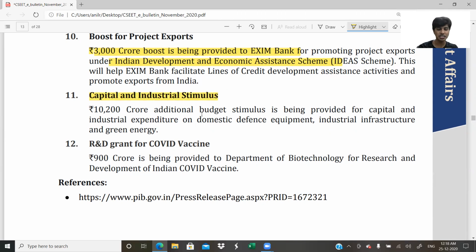To ensure that industries grow, 10,200 crores additional budget stimulus is being provided for capital and industrial expenditure for domestic defense. This is basically defense-based equipment and industrial infrastructure and green energy development. A lot of things are happening with respect to Adani Green, Adani Power. You might have heard of that Goan protest and everything. And in the midst of this, nationwide, there are protests against agriculture. In Punjab it's a little intense, where they say we don't let Adani and Ambani decide our fate.